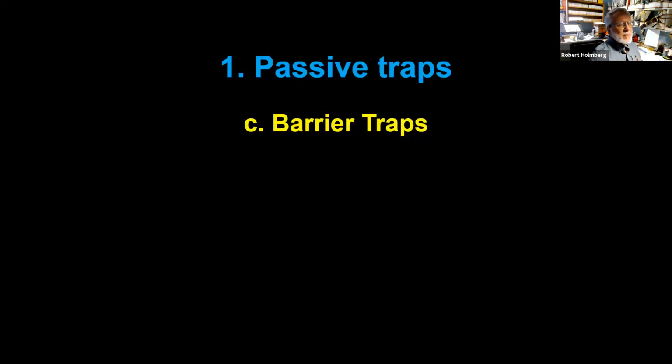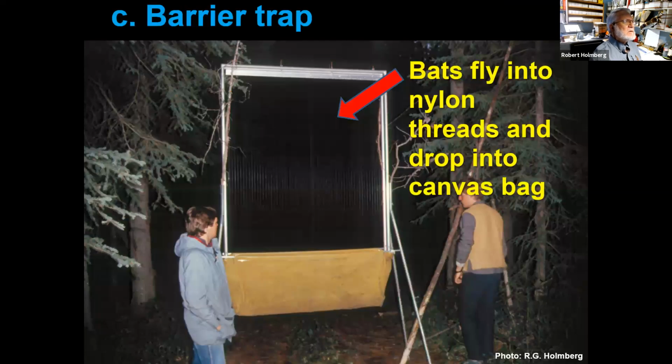So the third type of passive trap are barrier traps of various kinds. This is a bat trap. It's set usually in a forest corridor where bats usually fly. It's made up of nylon lines that the bats are not able to detect. They fly into it. Again, it stops their momentum and they fall down into this canvas bag. And then you can retrieve them and tag them, weigh them, identify them, whatever you're trying to do.